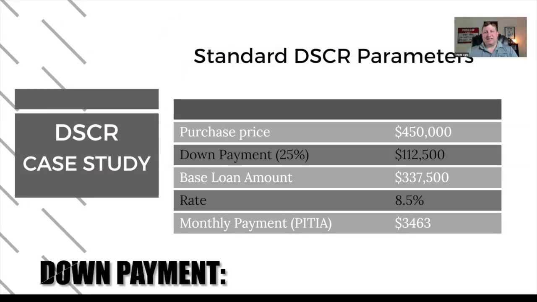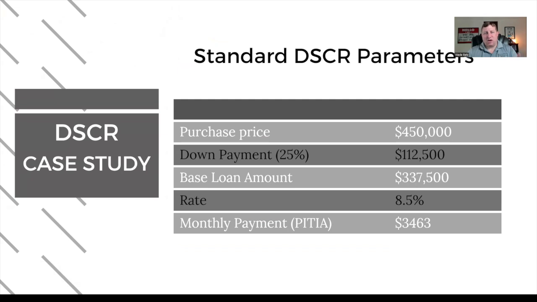A standard DSCR loan is going to have a 25% down payment. Are there DSCR options that require less down? Yes, of course. Some allow 20, some even allow down to 15%. The problem is the properties typically don't cash flow at those levels, so even if that loan exists, it's just not used because the properties rarely fit into those buckets. So 20 is possible, 25 is much more likely.